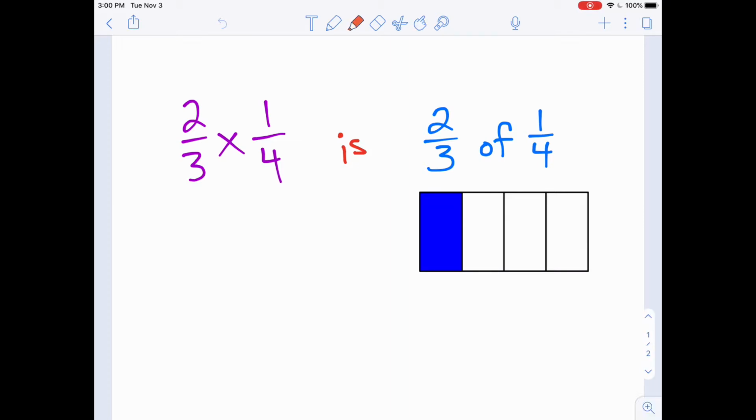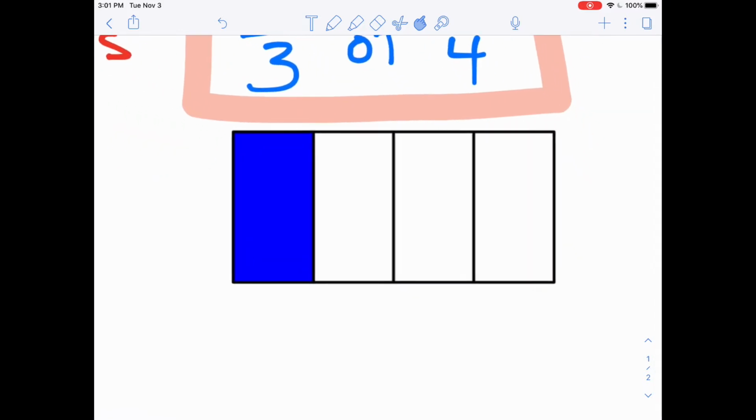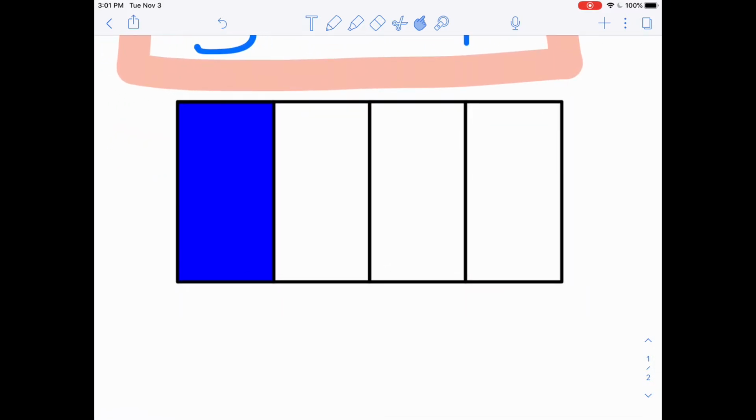So up on top, you see the problem 2/3 times 1/4. But it's really important that you train your brain that what this really says is 2/3 of 1/4, with that 2/3 meaning that's the part of 1/4 that I want. So when we've been practicing this, we have looked at a visual. So this is 1/4, 1, 2, 3, 4. I want to know what 2/3 of this is.